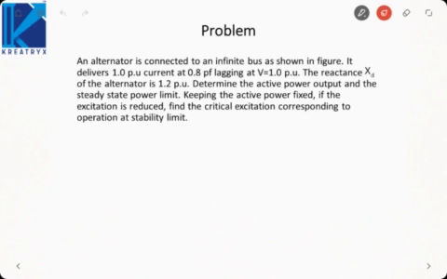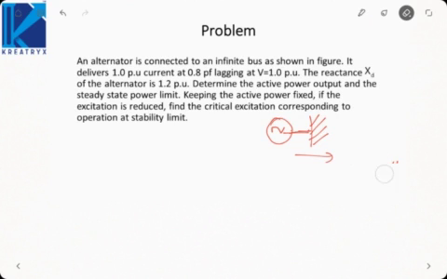In our next problem, it is saying an alternator is connected to infinite bus. Now, since the figure is not shown, let me draw it for you. An alternator is connected to infinite bus. Now, this is my infinite bus. So, the alternator delivers power of 1 pu. Okay. Then, it delivers a current of 1 pu, it is given.